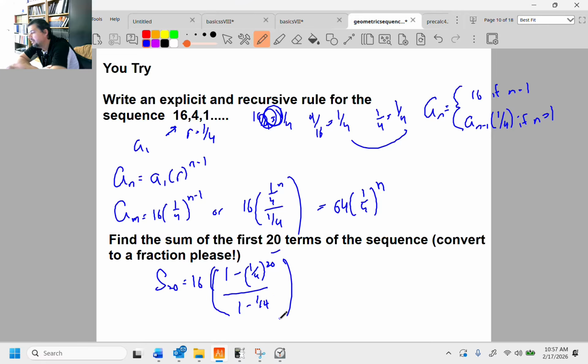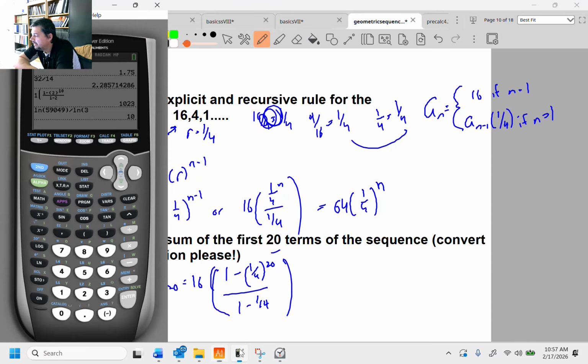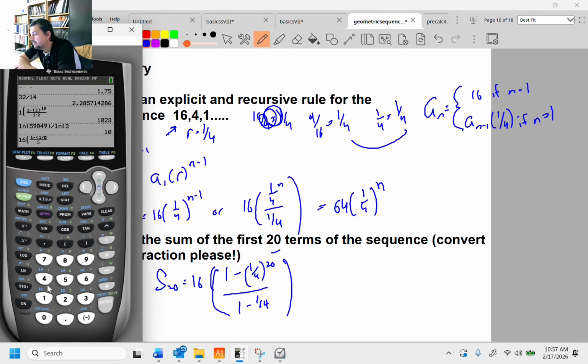And let's see if our TI-84s can do this or not. If not, we'll have to do it by hand. All right, so we got a 16, we got a set of parentheses, we go to math, we go to num, we go to n over d. Here we have 1 minus parentheses 1 over 4 to the 20th power.